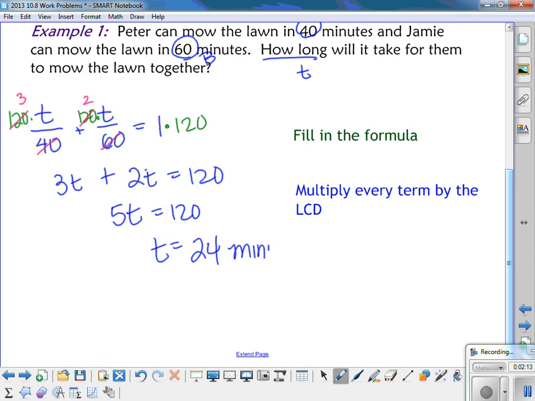Now, is that about what you would expect it to be? Does that answer make sense? Yeah, it makes sense, because if you had 2 Peters, how long would it take? 20 minutes. And if you had 2 Jamies, how long would it take? 30 minutes. So it should fall somewhere between 20 and 30 minutes, and it did. So that answer makes sense.